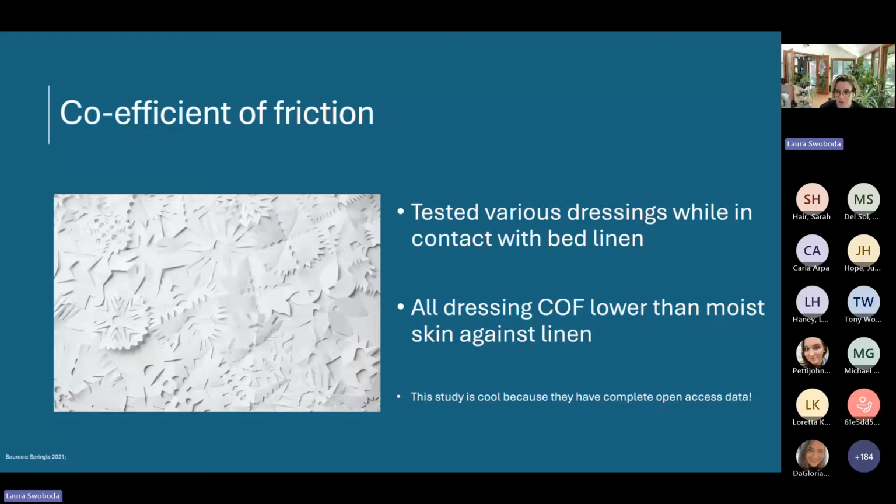All dressing coefficients of friction were lower than moist skin against linen. So we're looking at the impact of that moist skin against a linen surface and how, in this case, prophylactic dressings were able to address that, but that we really want to maintain the microclimate. This study was cool because, and why I think Springle is cool, it has open access data. Complete open access data. So if you want to look through and review that, you can.